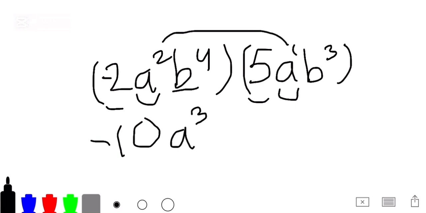And lastly, we have two b's, similar bases, so we add the exponents. And 4 plus 3 equals 7. So we have b to the power of 7. And this would be our final answer.